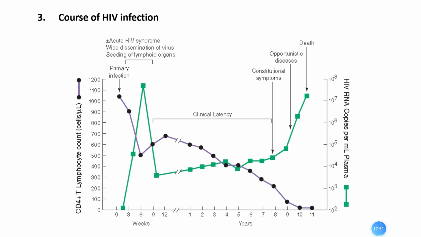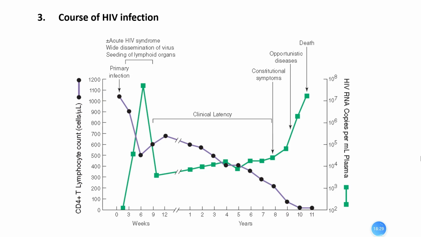Then you want to check two major parameters. One is this purple line. This is the CD4 T cell count in the blood. It's the cell number per microliter of blood. And the green line is the HIV RNA copies per ml of plasma. So you can remember that the green line is just the HIV titer, the number of HIV.